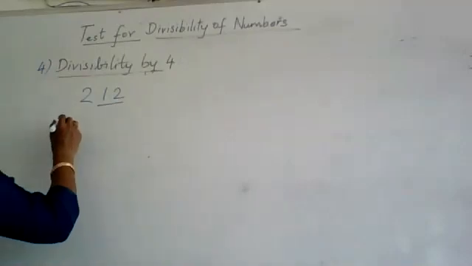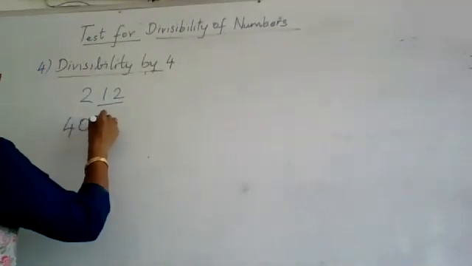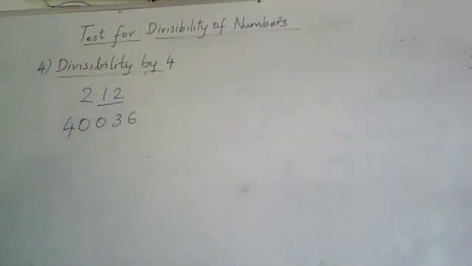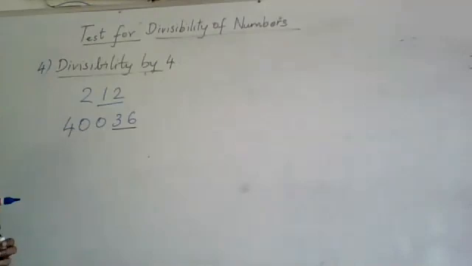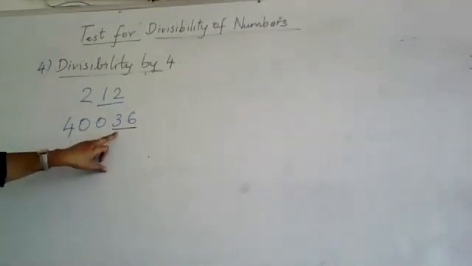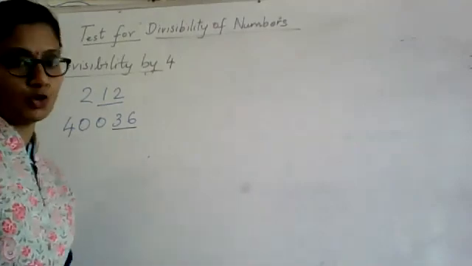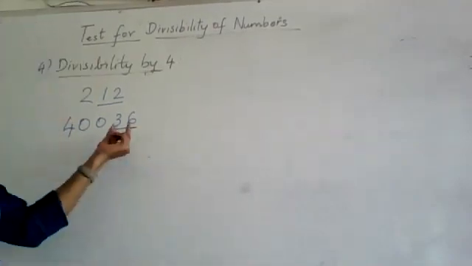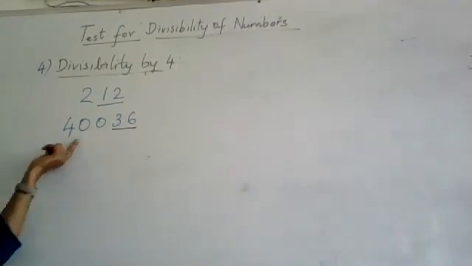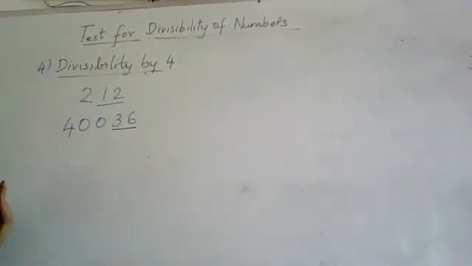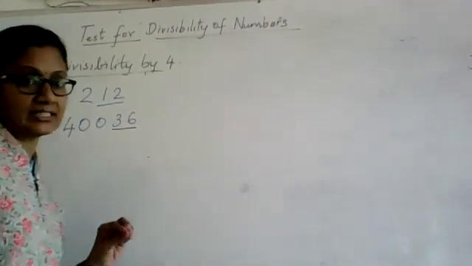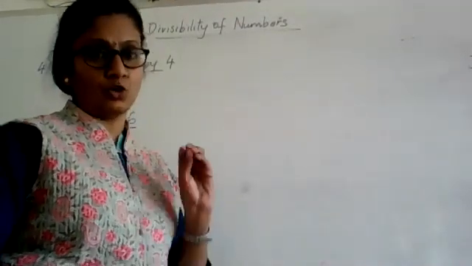Similarly, when I take say 40,036, this is the number I have. What are the digits in the last 2 places? It is 36. Now 36, is it divisible by 4? Yes, because it is there in the 4 tables. 4 9s are 36. So if the last 2 digits of a given number are divisible by 4, then the given number will also be divisible by 4. So this is the test of divisibility that you have to know.